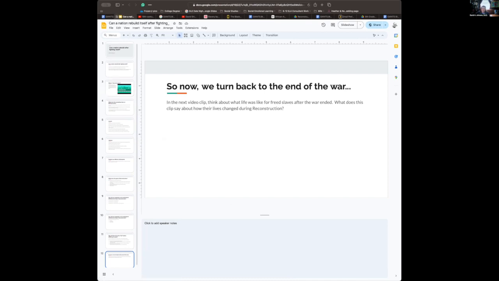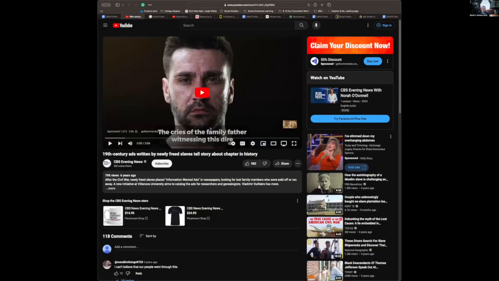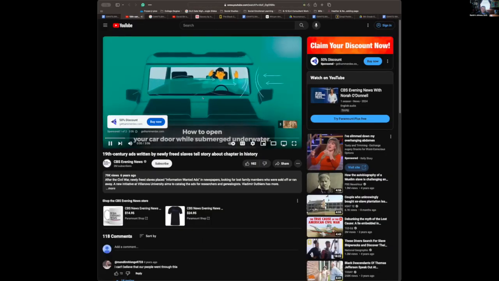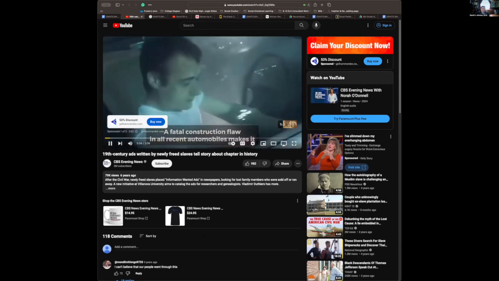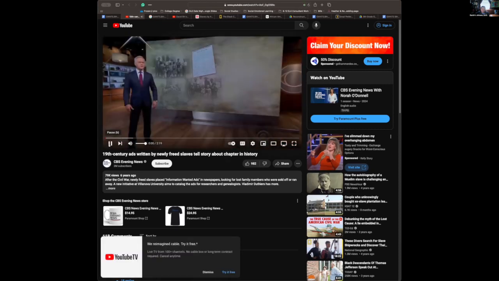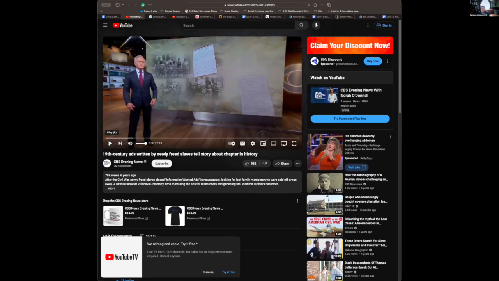Now, what is this video clip? The video clip is this, it's not this. How to open your car door while submerged underwater. Definitely not about this either. But what I can show you very quickly that they will not take down is this small opening portion to give you a great idea.